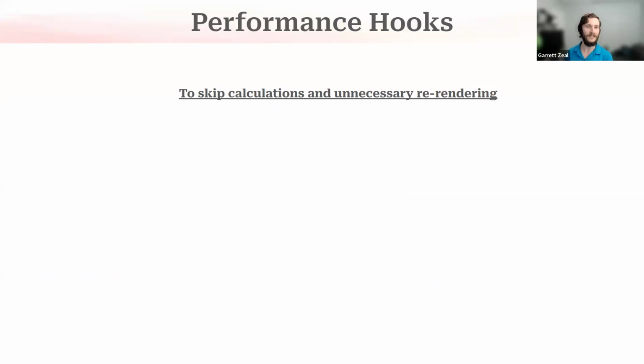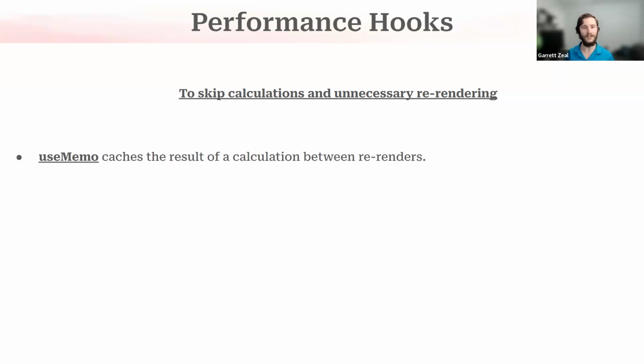Moving on to hooks that allow us to skip calculations and unnecessary rendering, we have performance hooks. The first being useMemo. So useMemo is a React hook that lets us cache the results of a calculation between re-renders. This hook should only be used for performance optimization, as it optimizes the calculation by caching the return values using memoization. All of that to say, if your code doesn't work without useMemo, you need to fix the code and then consider coming back to useMemo to make it optimized.